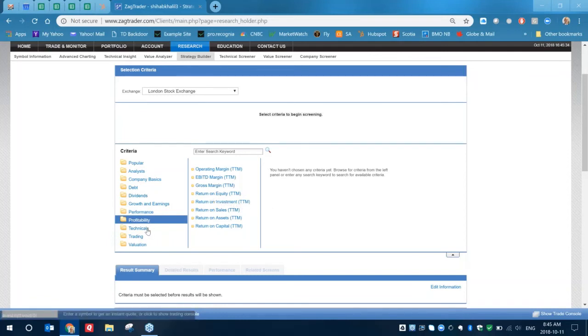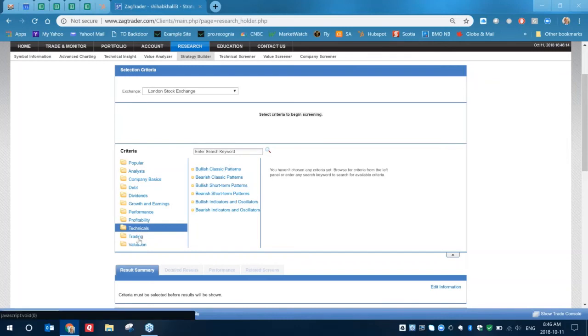And here's an interesting thing. Under the technicals folder, we have a whole series of different classes of technical events. All those technical events that I showed you in Technical Insight are available as screening criteria inside Strategy Builder as well. So you can build yourself a strategy that consists of fundamental criteria, trading criteria, and technical analysis criteria as well. In the investment research world, that's called a multi-factor strategy. Until a few years ago, it was basically unheard of for retail investors to have access to multi-factor strategies. So Strategy Builder is a really interesting way of creating and using those kinds of strategies.